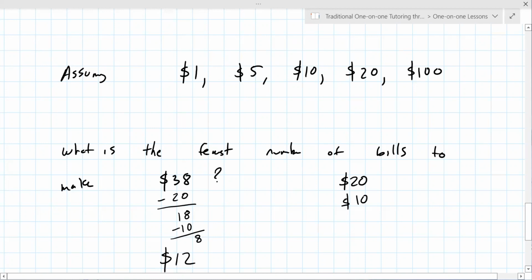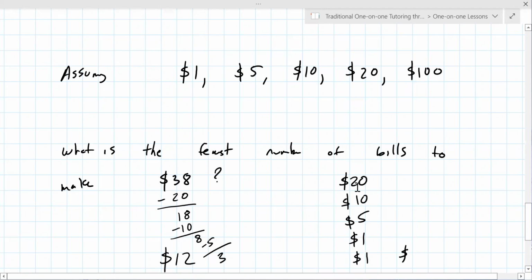What is the largest bill that goes into 8 on this list? A 5. Very good. What's left over after you subtract 5? There's 3. So that's a $1 bill, a $1 bill, and a $1 bill.